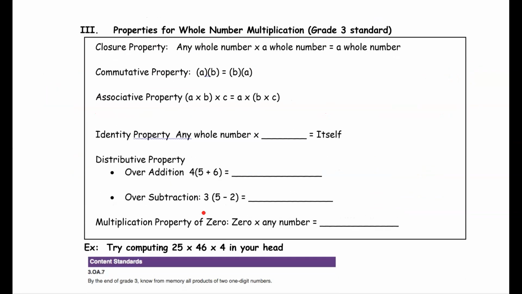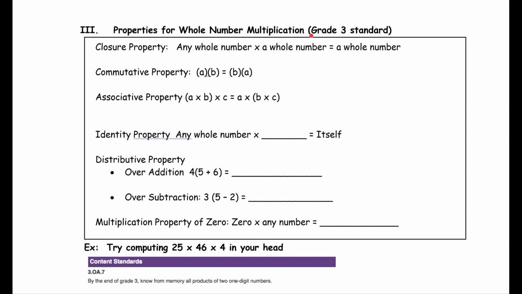Okay, so like we talked about with addition, we're going to talk about some properties, and some of these are repeated. So these properties for whole number multiplication, these are a grade 3 Common Core standard that students understand these properties, and so it's important that we go through them. So closure property, this is the same idea as addition. It just means that when you do an operation with whole numbers, you're going to get a whole number answer.